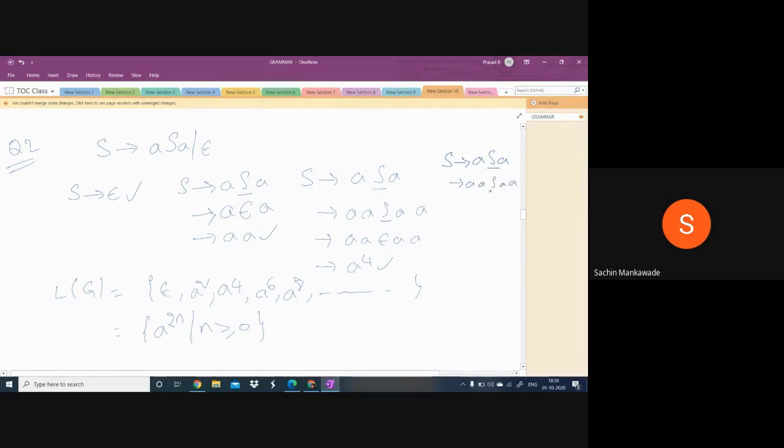Then again in S place, already these two A's, and here also two A's, A square. Now in S place we are substituting ASA. Now these are A cube and this also A cube. So A cube, and now in S place I will substitute epsilon, and this is A cube, A cube, epsilon, A cube, this is A power 6. So like this, it will give an even number of A's. So A power 2n, n greater than or equal to 0. Copy this one.